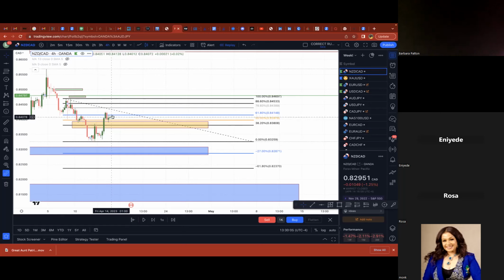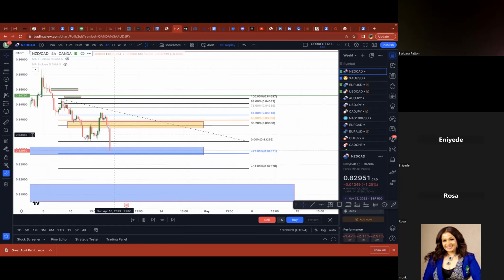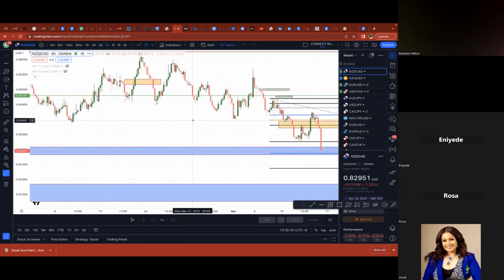Because sometimes it'll do this, it'll be like 2 little pips and go without you. So don't let it go without you. Just put it right there or right here and you'll be good. Make sure you have your risk reward 1 to 3. And then price just fell. Like price just fell. And you barely had any drawdown.